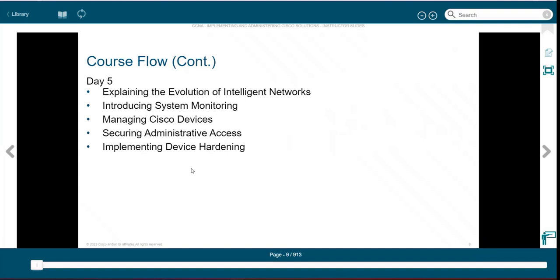Then day five, we cover the rest of some important topics which are newly added in CCNA to learn about the future technologies and some overview of some technologies like evolution of intelligent networks, monitoring tools, managing the Cisco devices, securing administrative access, and device hardening.